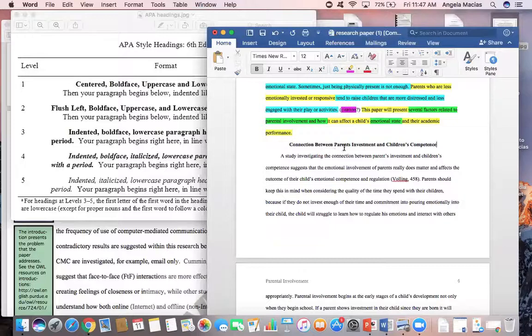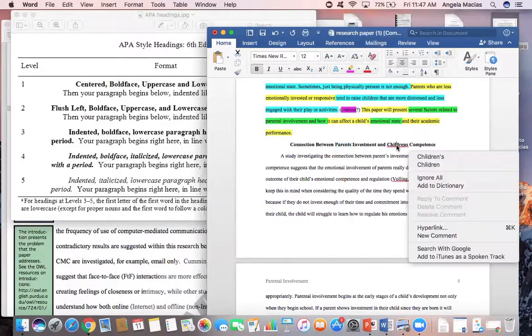Connection between parents' investment and children's competence. Okay, I think that makes sense. But I think we are a little confused with our S's and our apostrophes here. Okay, so this is a common mistake, and I think we need to be careful about this. We don't want to use apostrophes where they don't belong. So where do they belong?